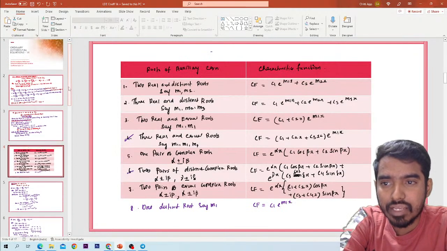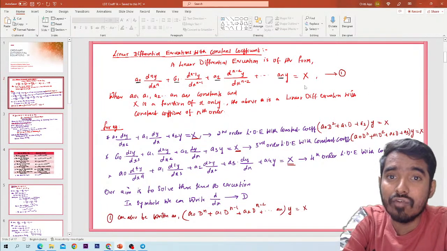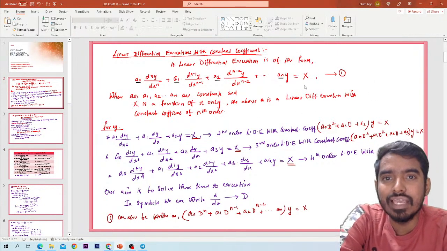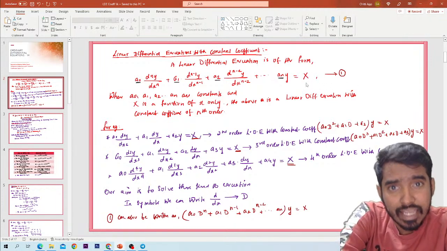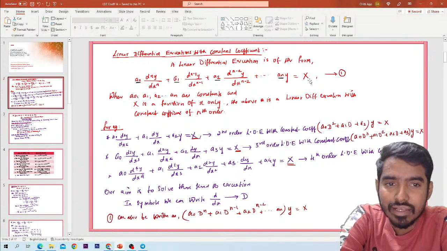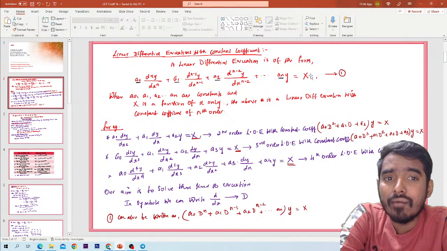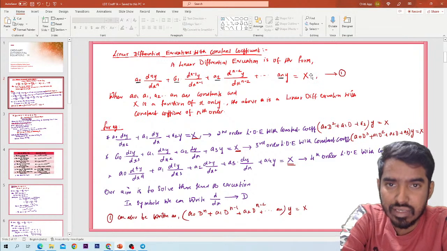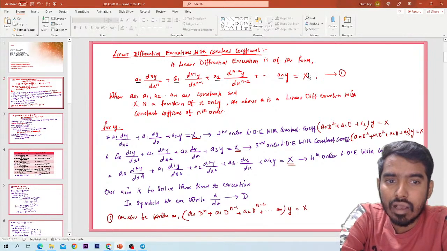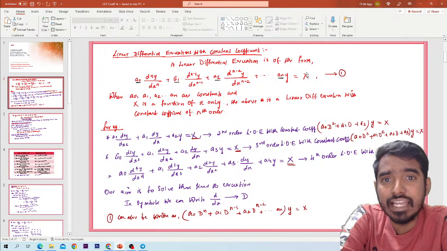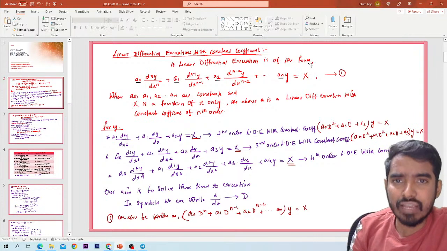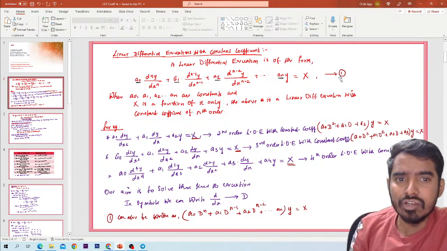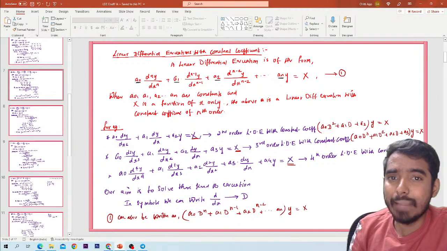Type 1 will be where RHS, this X, will be of the form e power ax, right? What is type 2? RHS is of the form sin ax or cos ax, right? Here we have RHS is 0 in type 0. In type 1, we have e power ax, e power 2x, e power 3x, like that. In type 2, we will have sin ax, where a is any number, sin 3x, sin 4x, sin 5x, or cos ax also, right? So in the next class, we will be moving on to type 1 and type 2.